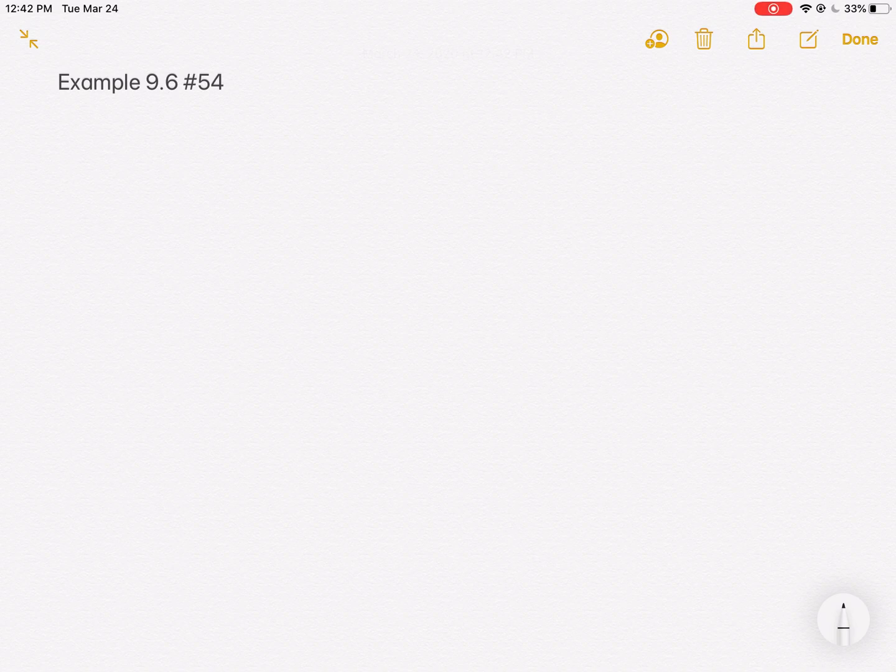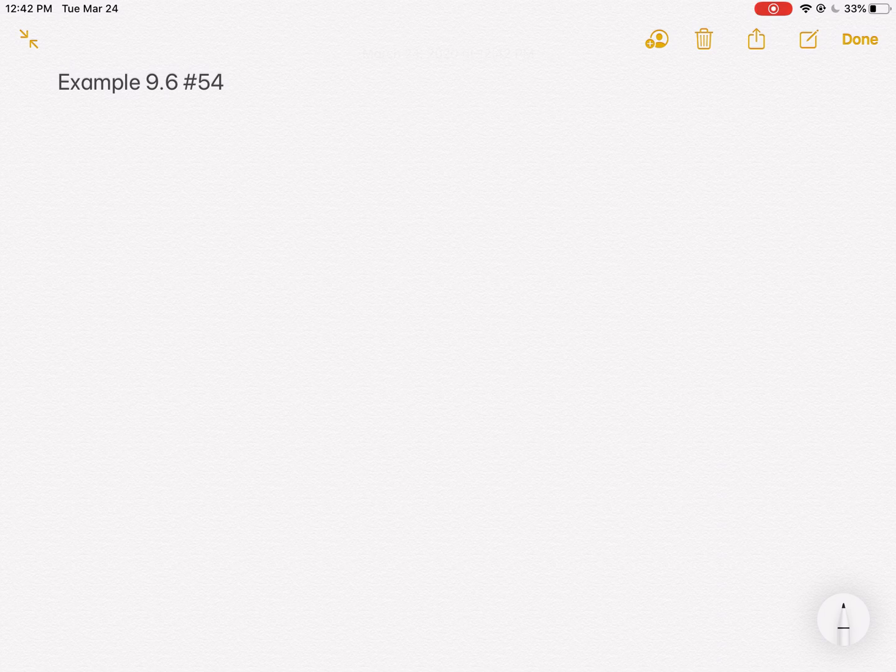So our last example from this section is to find the dot product and the angle between two vectors. It's going to be very similar to the one problem that we did out of 9.5. In fact, there's no difference at all as we go to do this problem.